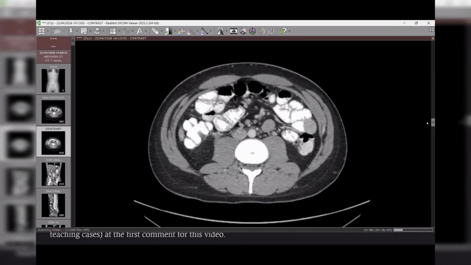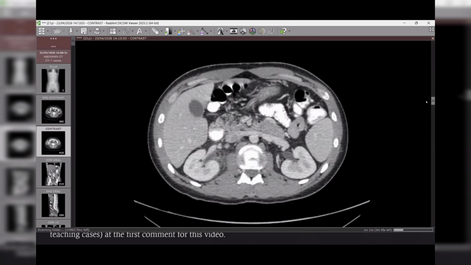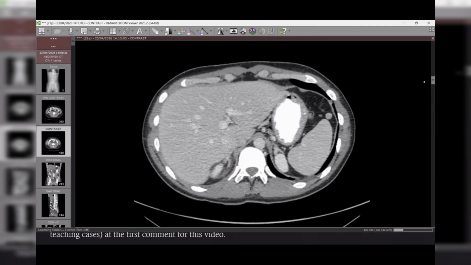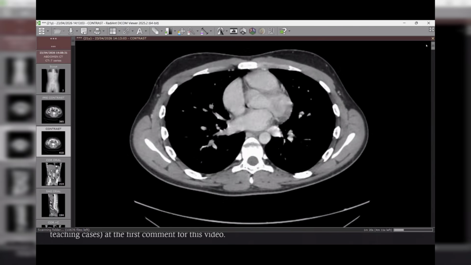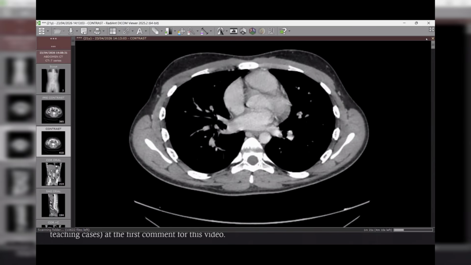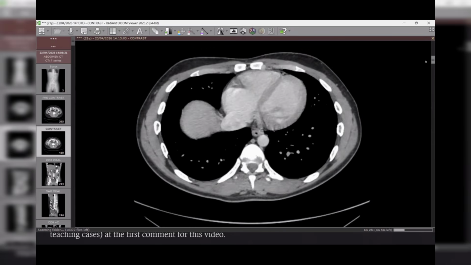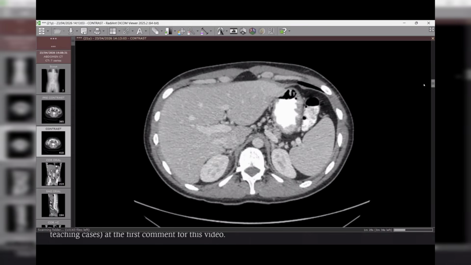No evidence of intestinal obstruction. Both lung windows appear with no evidence of effusion. Going down, the liver is appearing normal, the spleen also appearing normal.